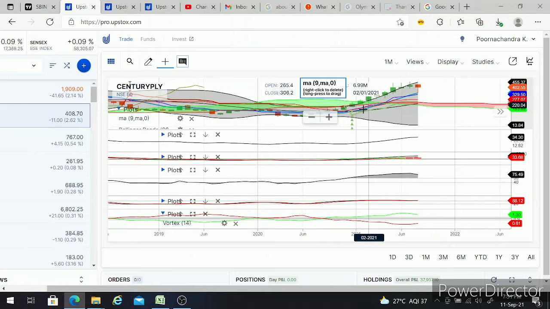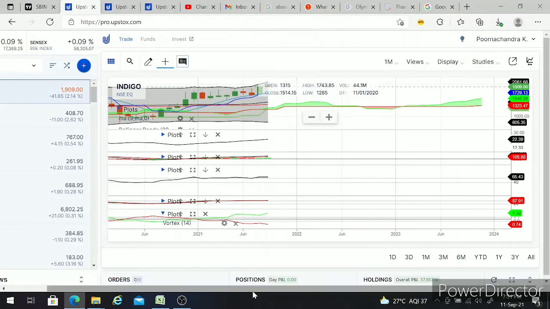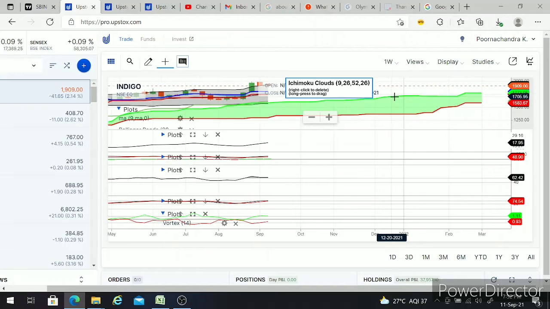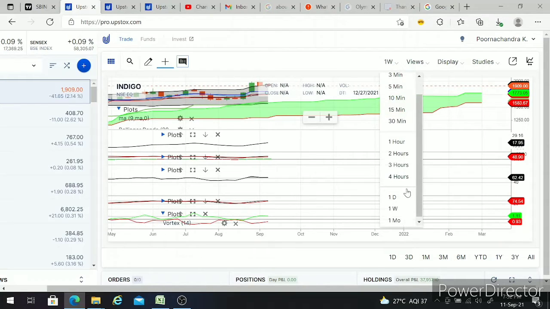So this is also a perfect buy call stock, as we are getting more than 5 to 6 buy signals, friends. And the last stock which we will be discussing regarding the technical charts is Indigo. Wait a minute, I'm just changing the time frame.